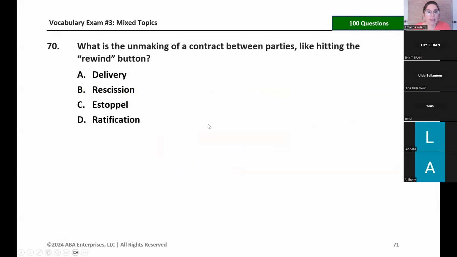All right. Number 70. What is the unmaking of a contract between parties? It's like hitting the rewind button. We're going to rewind that contract. What's that called? So we're ending a contract in the middle of the contract. We're going to terminate the contract, but it's like we're going to hit the rewind button. That's called rescission. So any money that has been exchanged is going to be returned. Okay, gonna rewind it back.